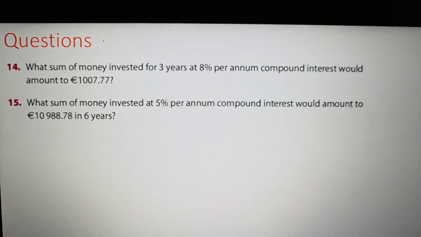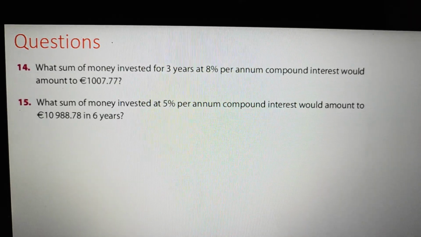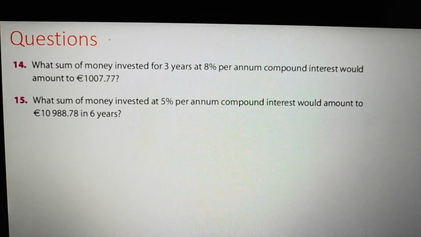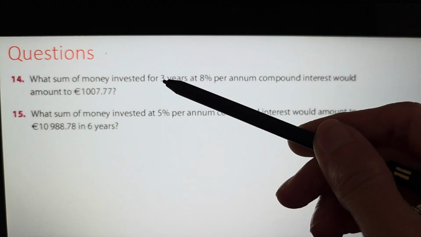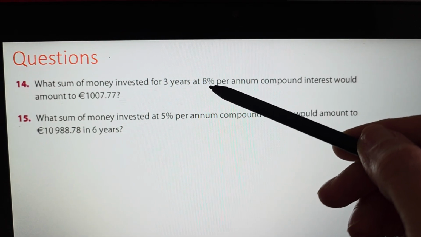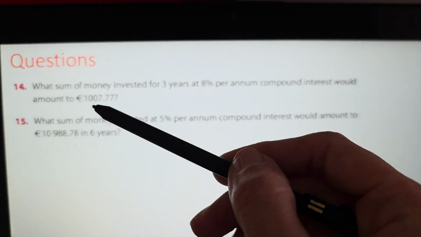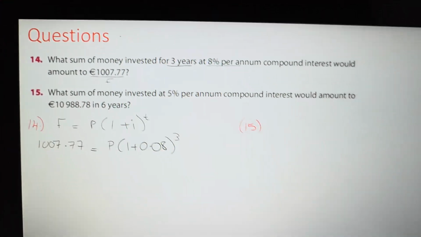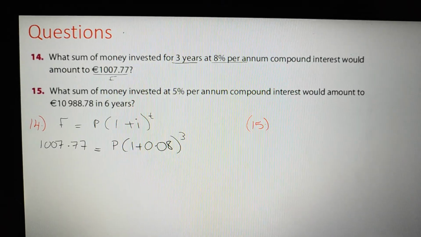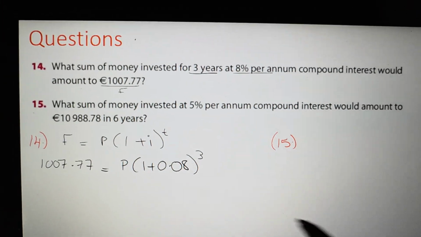14. What sum of money invested for 3 years at 8% compound interest would amount to €1,007.77? Okay, so T is 3, the interest rate is 0.08, and if it amounts to this figure, then that figure is F, which means I don't know what P is. So I put down the formula and I sub in what they gave me.